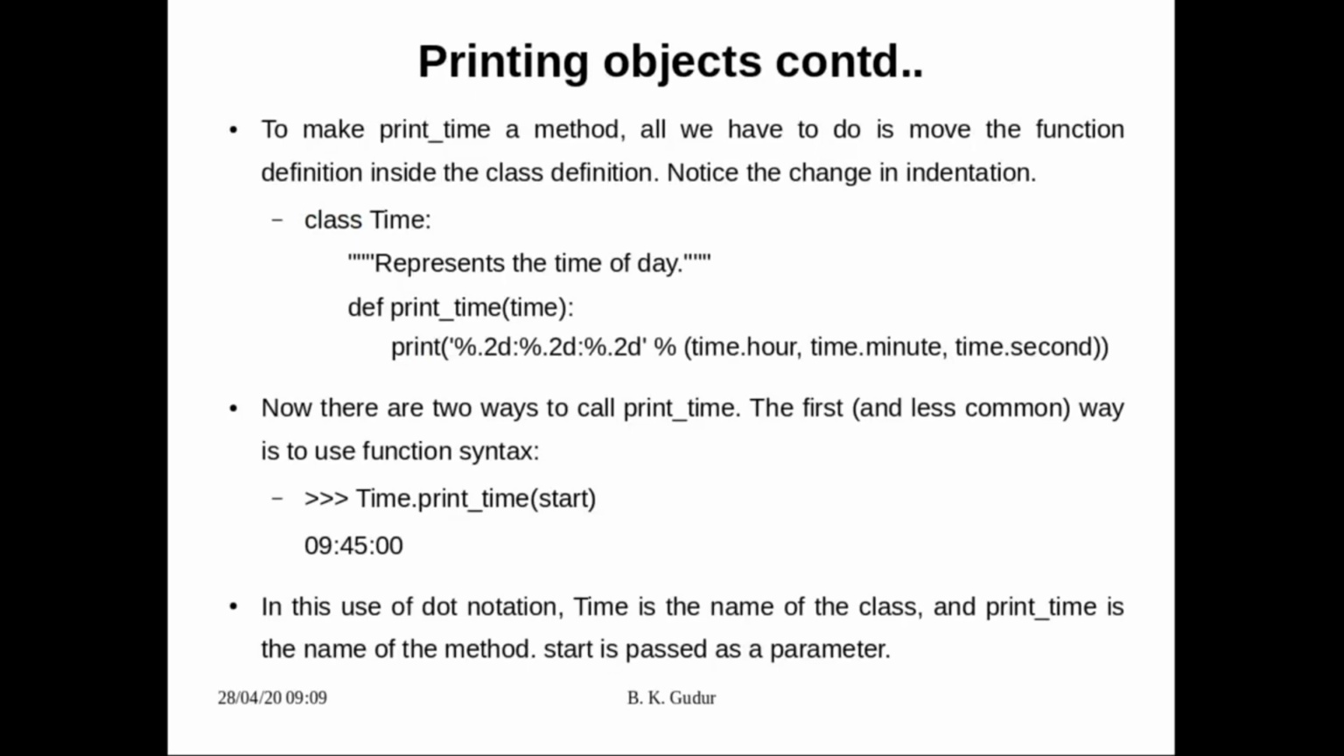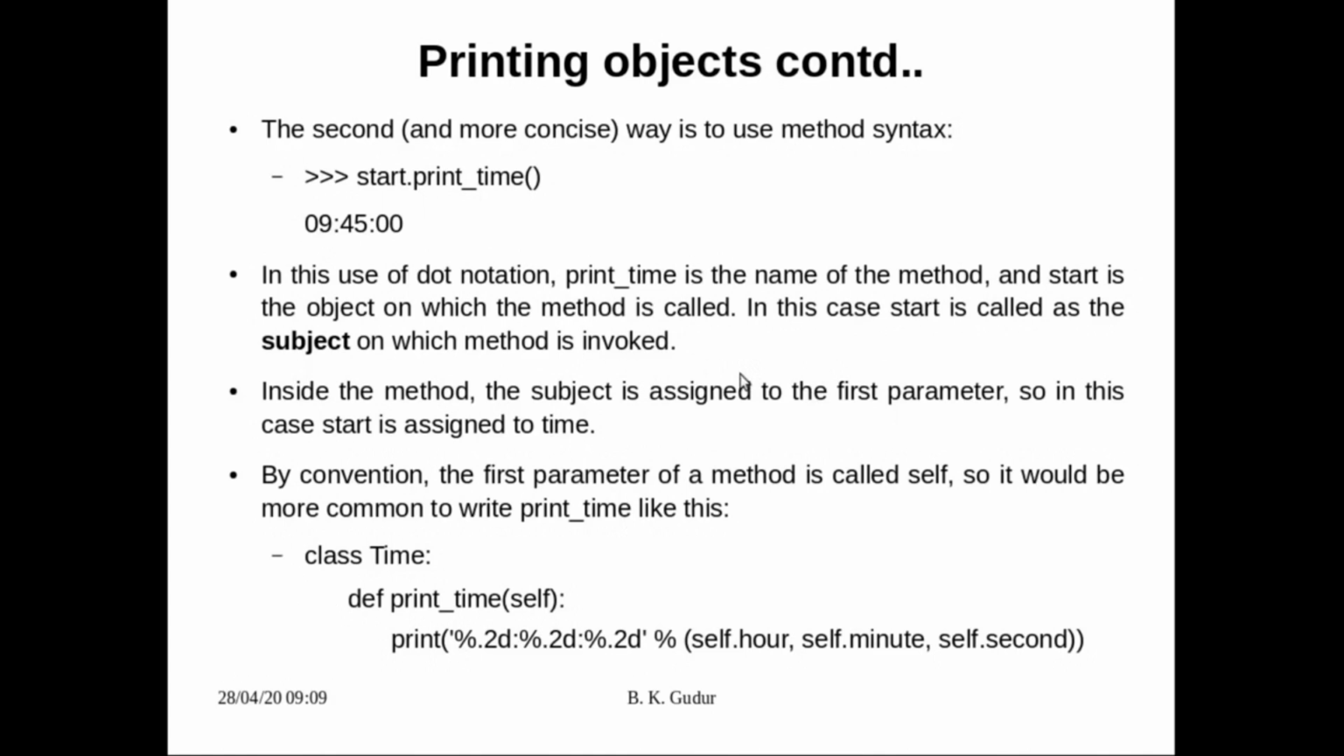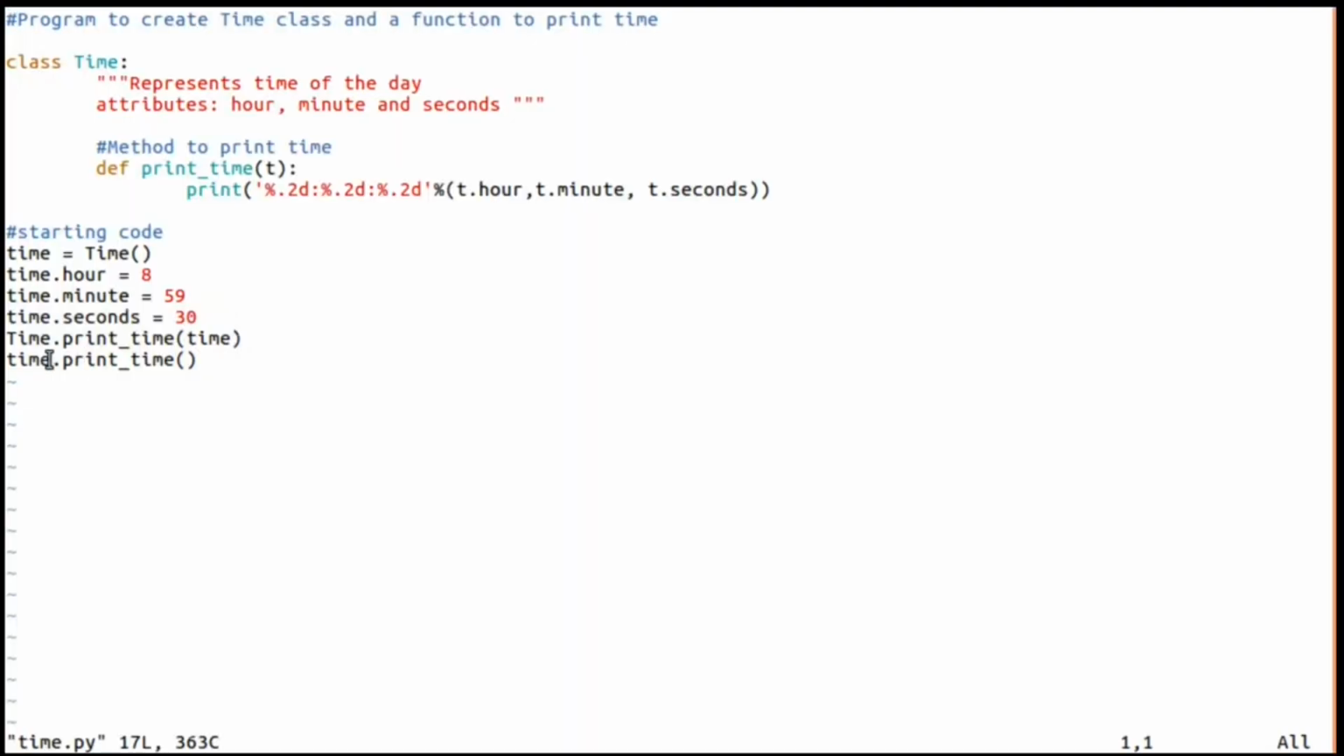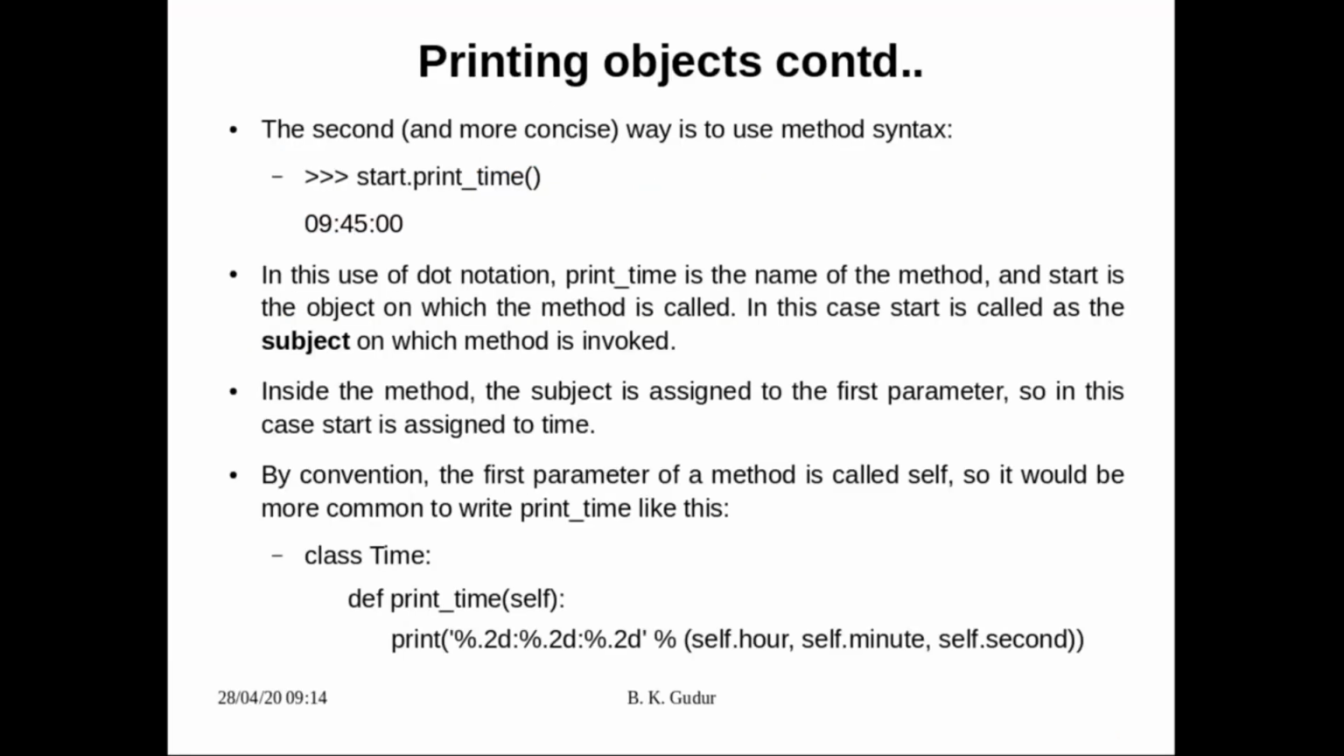Now continuing with this, the second and more concise and often used way is to use the method syntax, which we have seen just now. In this notation, print_time is the name of the method and start is the object on which the method is called. In this case start is called the subject on which the method is invoked, and inside the method the subject is assigned to the first parameter. I'll show you once again. In this case this is the subject. This subject is assigned to the first parameter. In this function there is only one parameter, and this subject is assigned to this parameter, right?